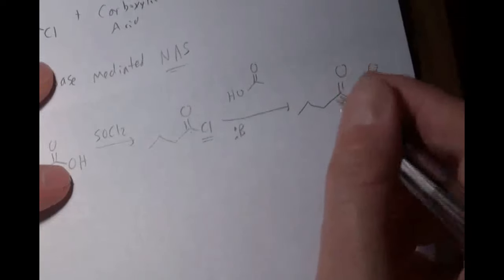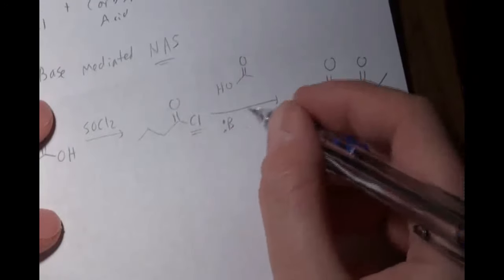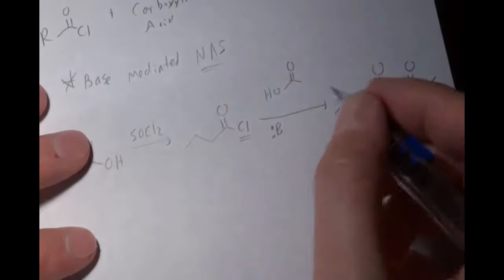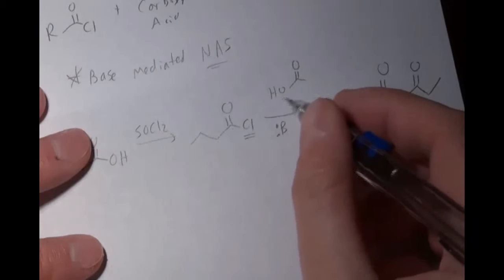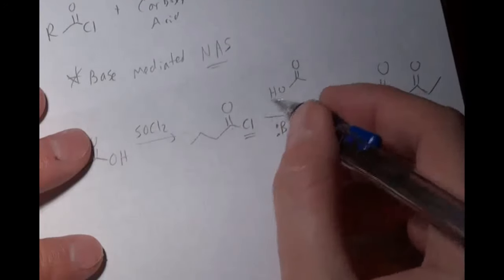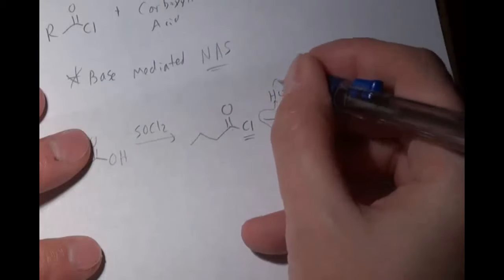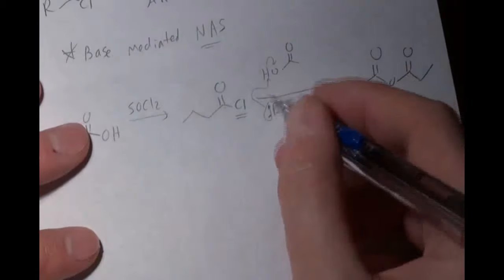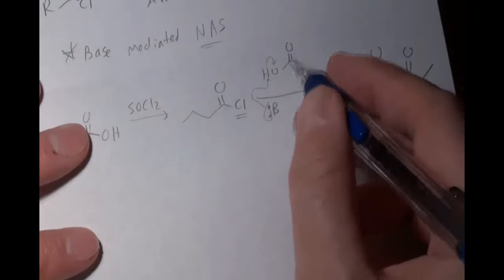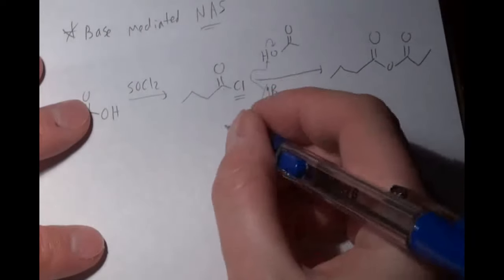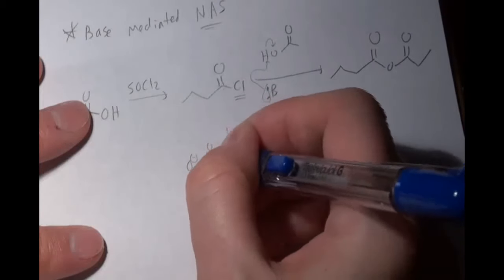The only thing about this that makes it different from a normal base-mediated NAS is that this happens to be an acidic functional group. Okay, this is very acidic. So rather than this just attacking, we're going to take off the proton first. You're only going to see this when a carboxylic acid is a nucleophile. So base takes the proton and then pushes onto the oxygen to make a carboxylate.